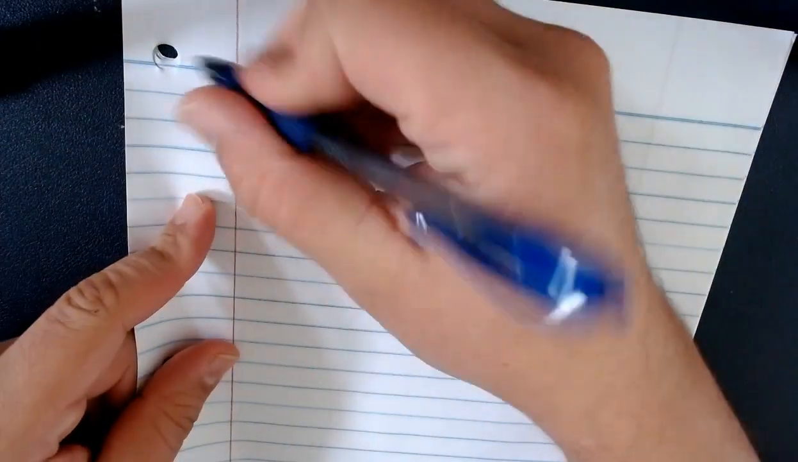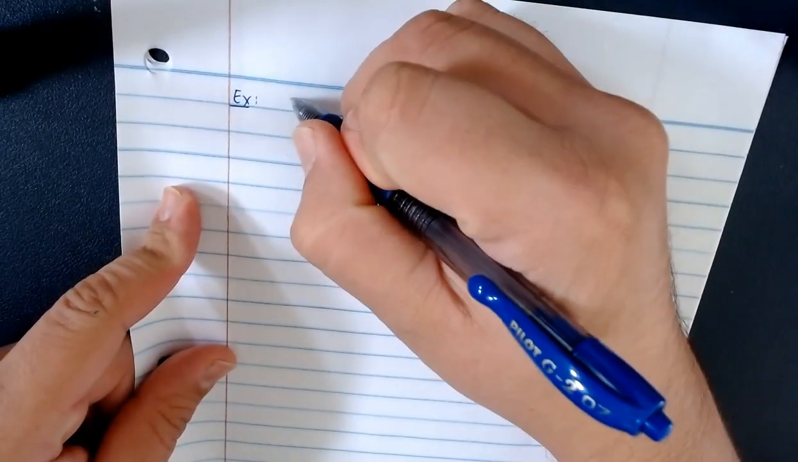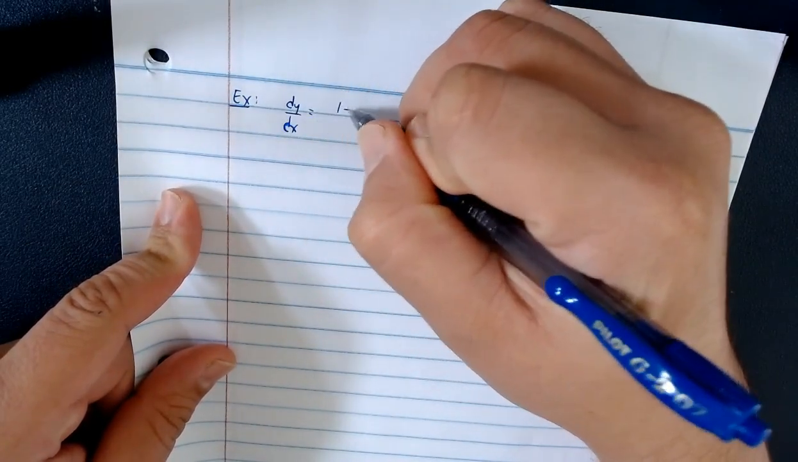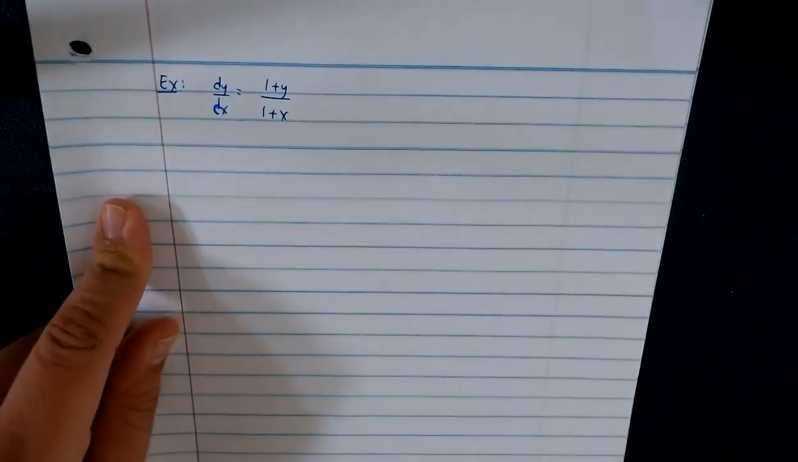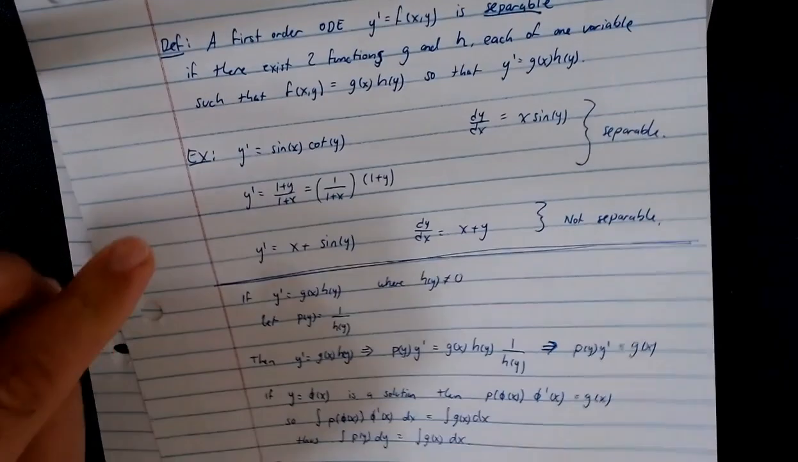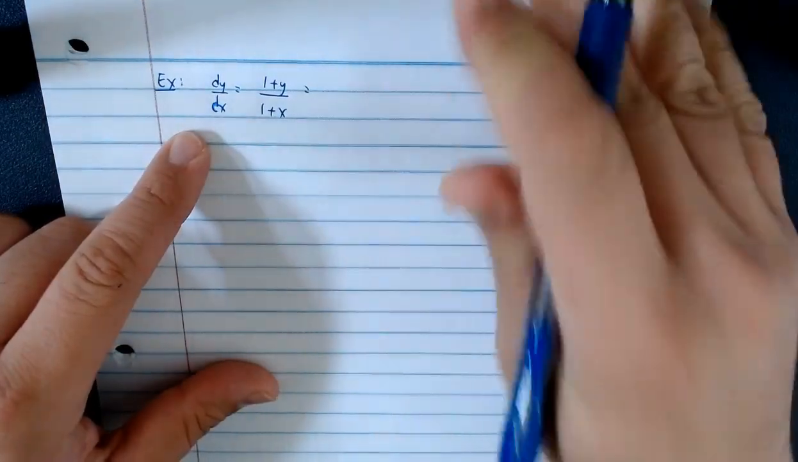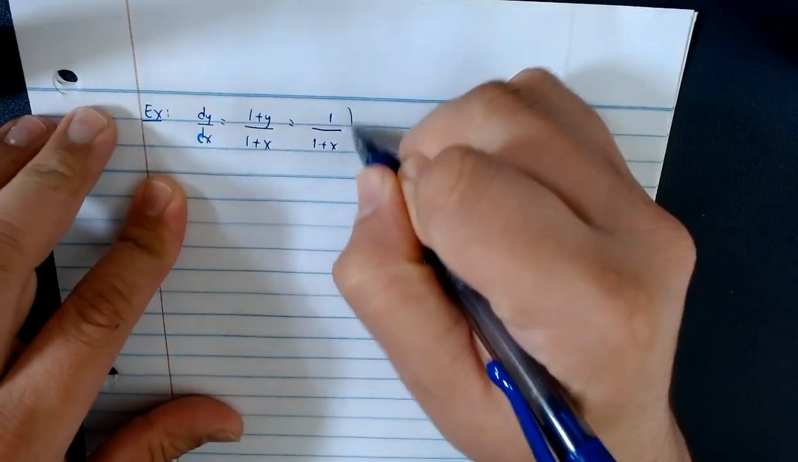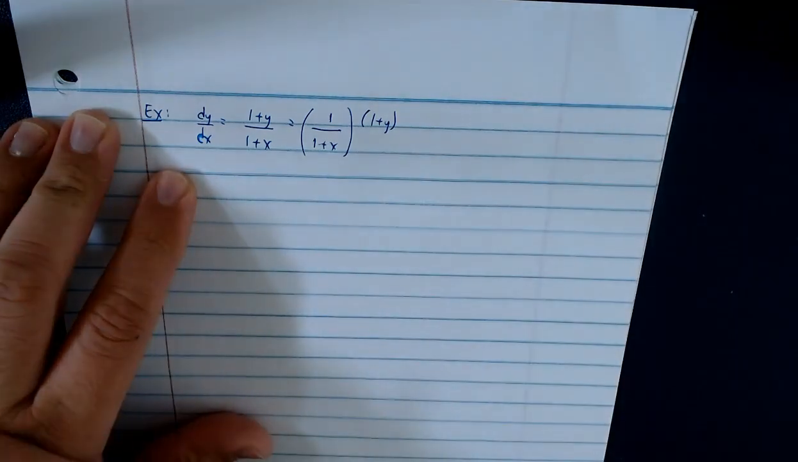In fact, let's use one of the examples we saw just a moment ago. I gave an example. I said something like this, dy dx equals 1 plus y over 1 plus x. That is a separable differential equation. That was one of our examples from earlier. All right, let's see what we can do with this one. We saw a moment ago that this can be separated as 1 over 1 plus x times 1 plus y, like this. So definitely separable.